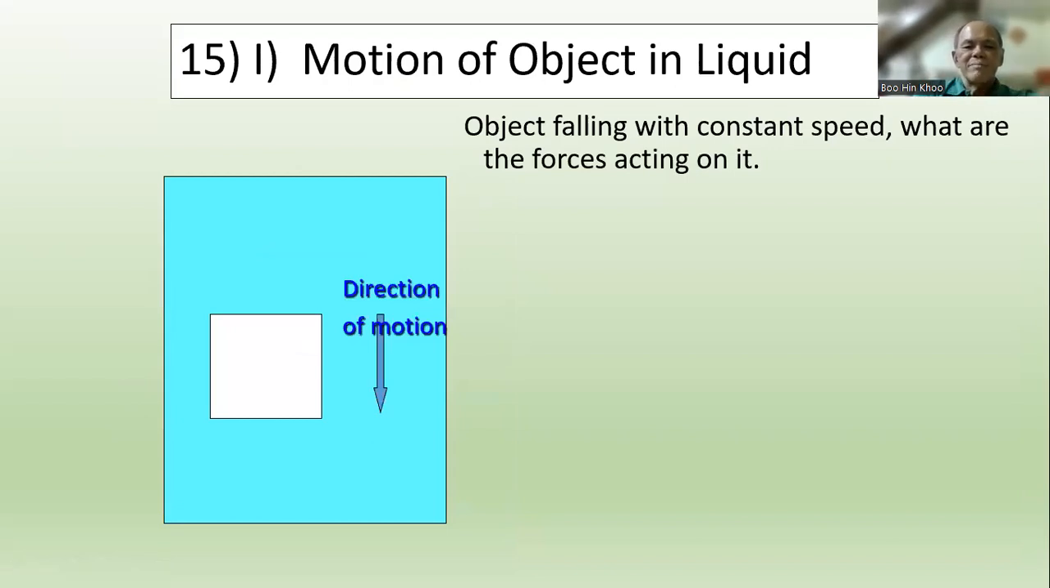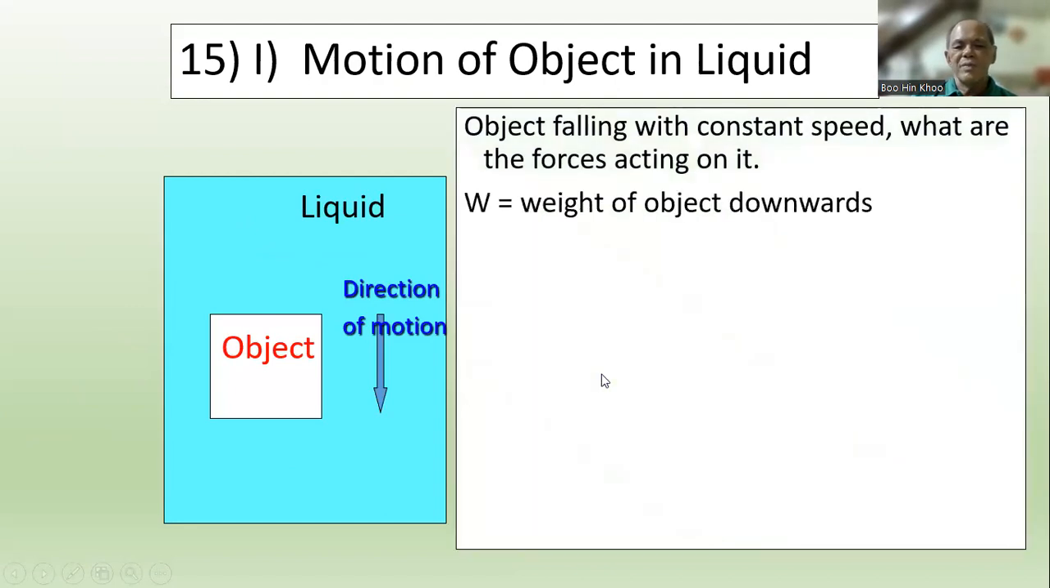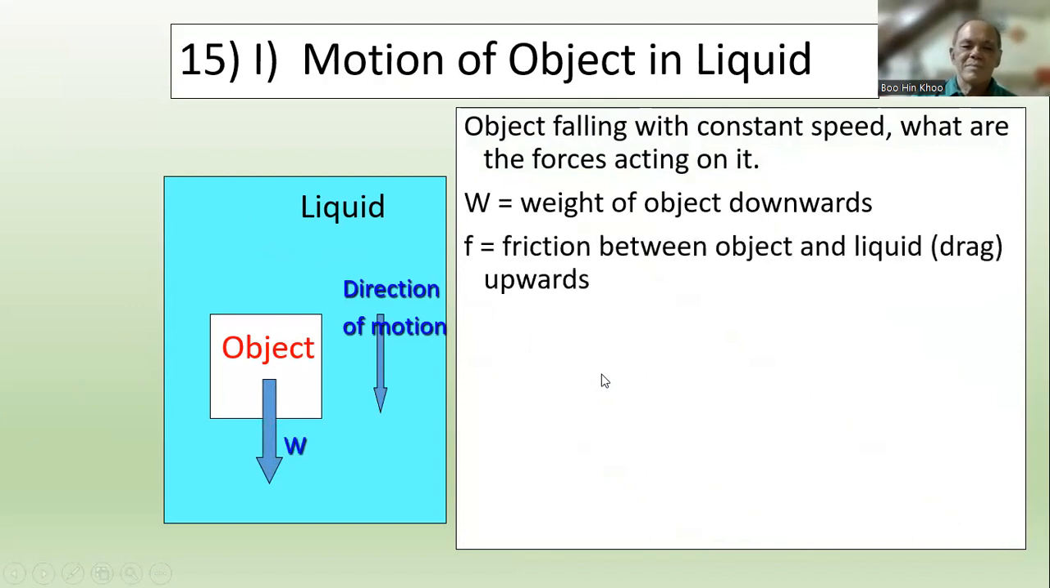Motion of object in liquid. Object falling with constant speed. What are the forces acting on it? If we have an object in the liquid, direction of motion is downwards. Weight of the object is downwards. Friction between the object and the liquid, or sometimes we call it drag, is upwards. It's always opposed to motion. Upthrust is also upwards.